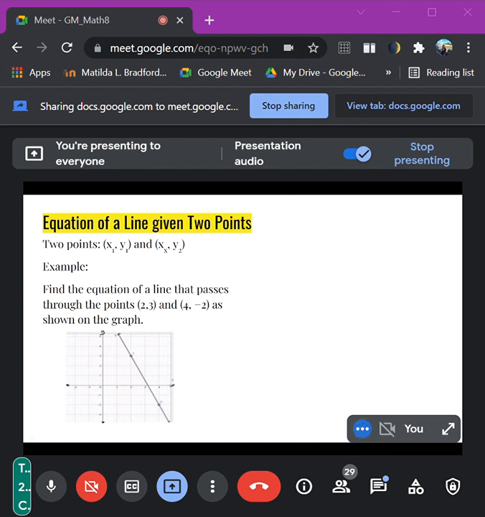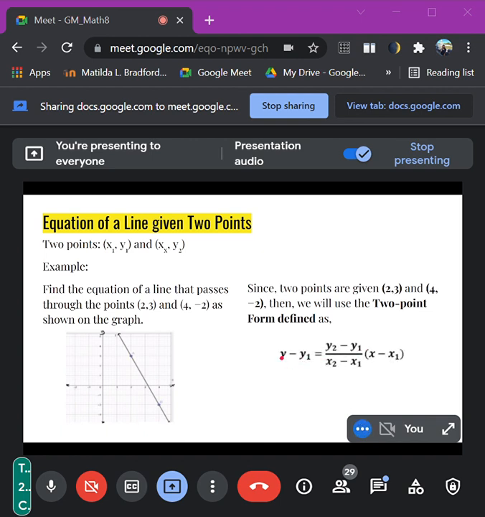So, what we are going to do, class, is to know unsa nga equation or unsa nga formula ang atong gamiton. So, if 2 points are given, class, so you're going to use the 2-point form. So, if nakita na to ganina, ang 2-point form is y minus y sub 1 is equals to y sub 2 minus y sub 1 over x sub 2 minus x sub 1 quantity x minus x sub 1.